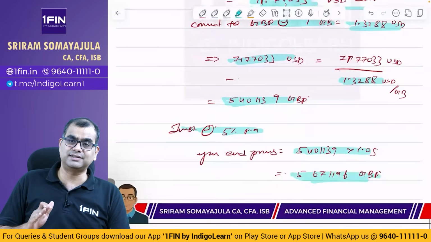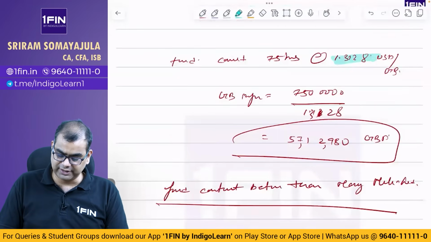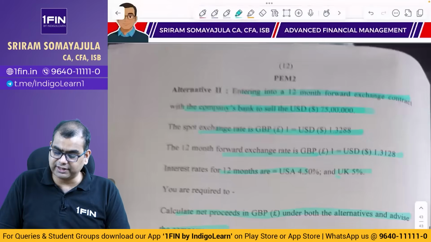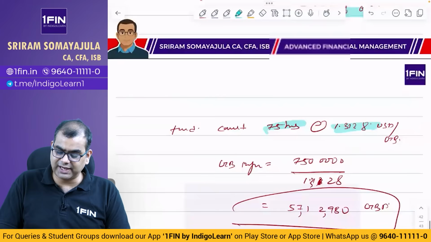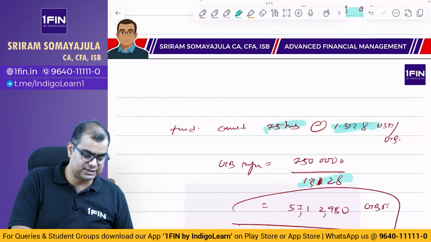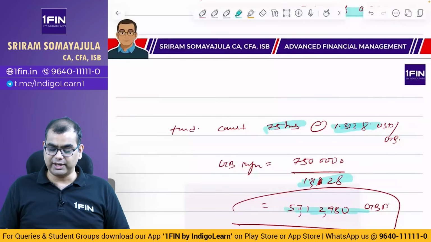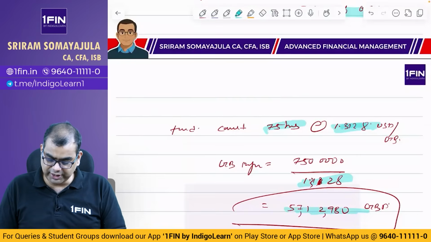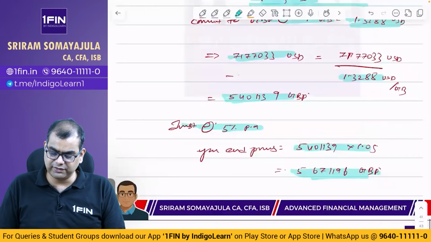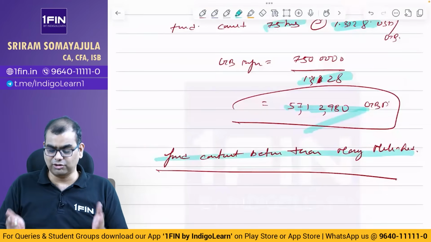Now you have to compare the other scenario where you do a simple forward contract at 1.3128. They've only given 1.3288 and 1.3128. So you convert this 75 lakhs at 1.3128, you will get 75 lakhs divided by 1.3128, which is 57,12,980. Now which is better? 57,12,980 or 56,71,196? Obviously 57,12,980 is better. So forward contract is better than money market. This is how you answer.